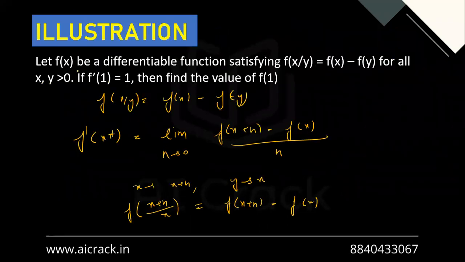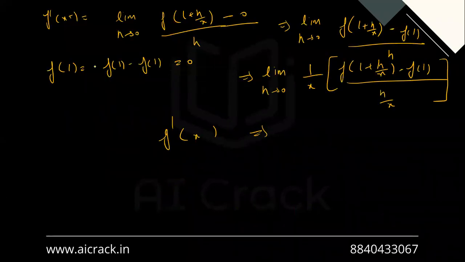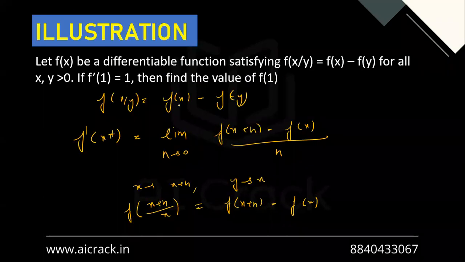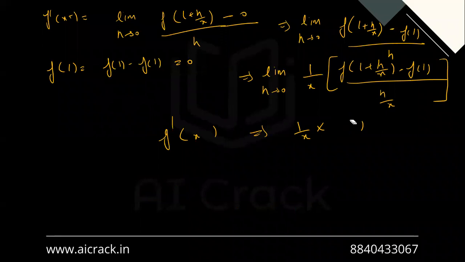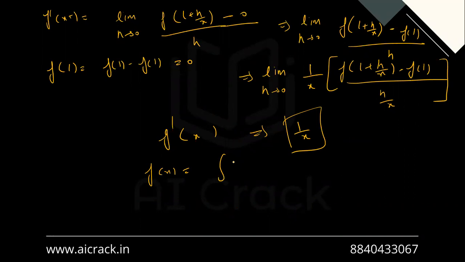It's all already given over here. Fx is a differentiable function. So f dash x plus is same as f dash x. That would give me 1 by x into f dash 1. Now f dash 1 is given as 1. So that becomes just 1 by x. Now again we'll integrate it. That would give me fx equals to integral 1 by x dx. That is nothing but ln x plus c.